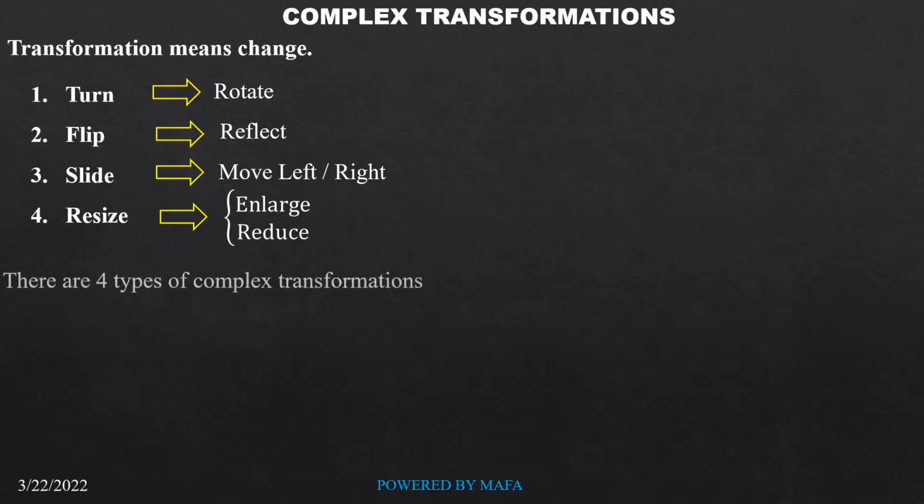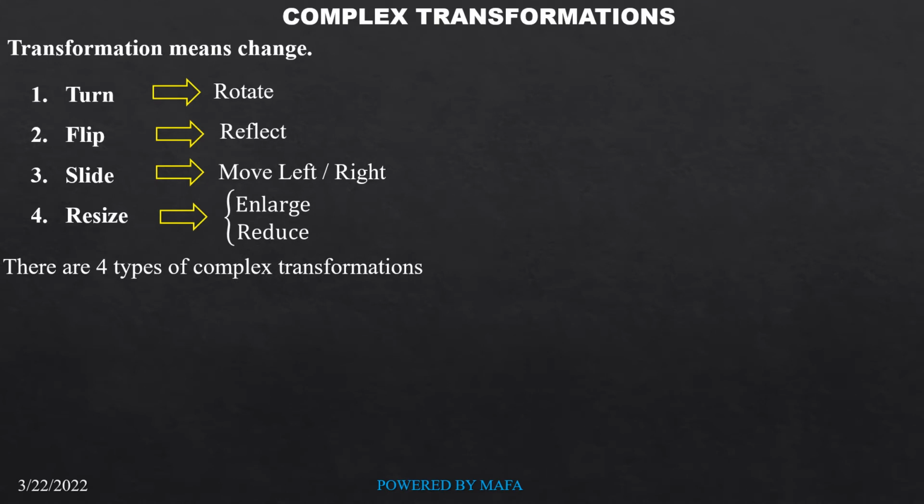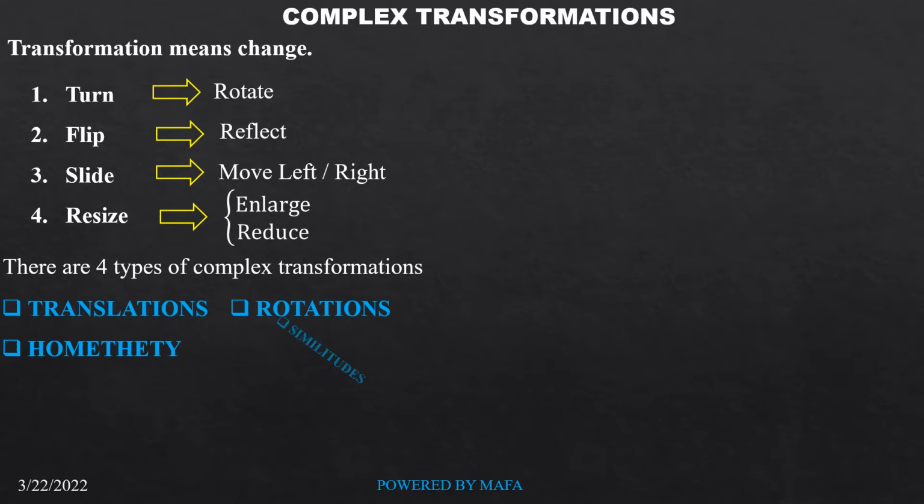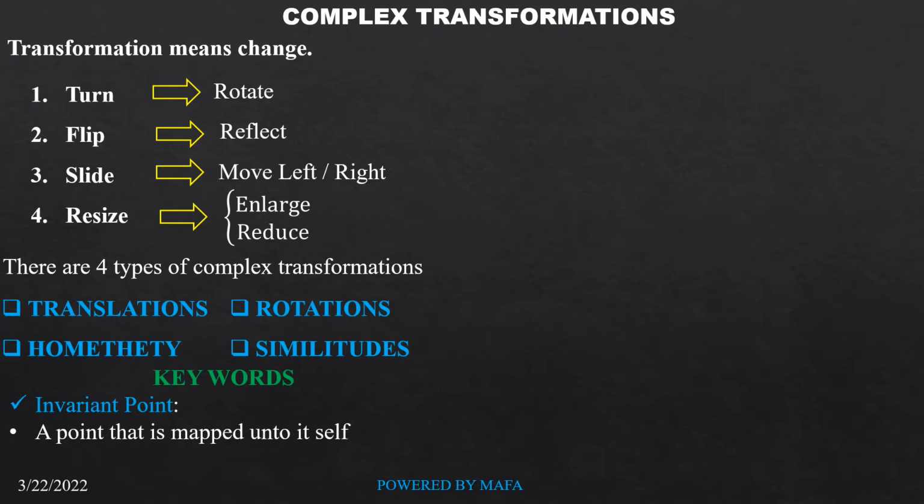Now generally there are four types of complex transformations. We have translations, homothety, rotations, and similitudes. Before we get started, we are going to look at some keywords that we are going to be using in this topic. The first and most important is the invariant point. What is the invariant point? It's simply a point that is being mapped onto itself.